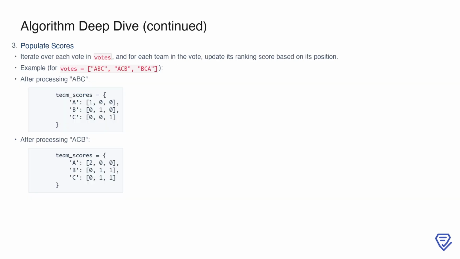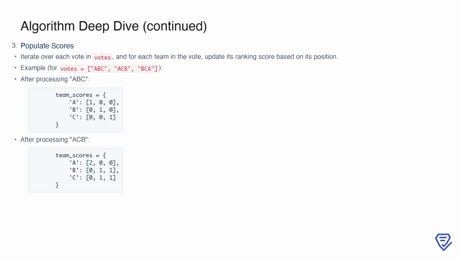Now, we populate the scores for each team. For every vote in the input, we iterate through the teams listed in the vote. Each team's position within the vote determines which count in its score list is incremented. For example, with votes equals ["ABC", "ACB", "BCA"], the first vote ABC means team A gets 1 first place vote, B gets 1 second place vote, and C gets 1 third place vote.